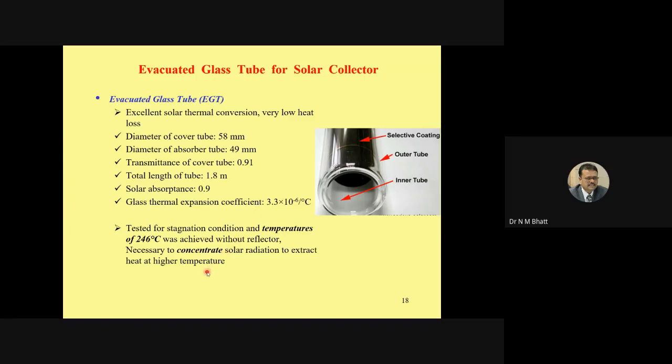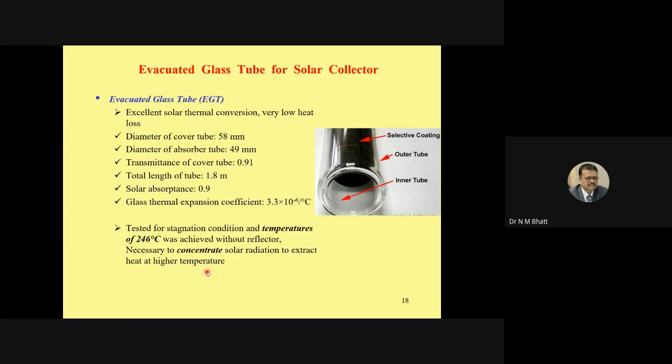Okay. Now, to design or to use this particular evaporator tube as an air heater, rather than simply converting it into a solar air heater, a simple experiment that you can do is to test this tube for the stagnation condition. So this tube was tested for stagnation condition.